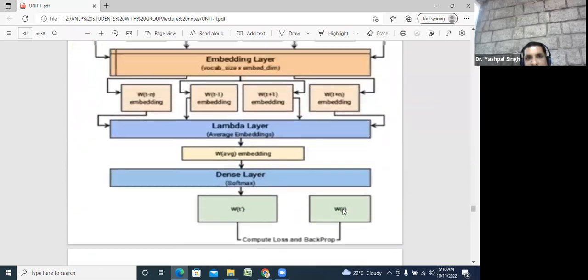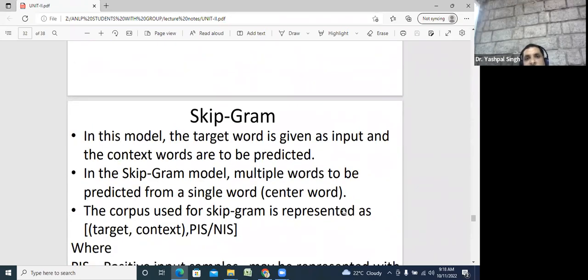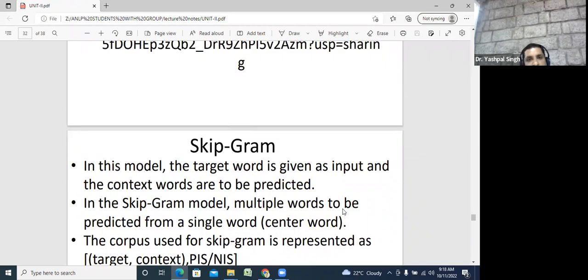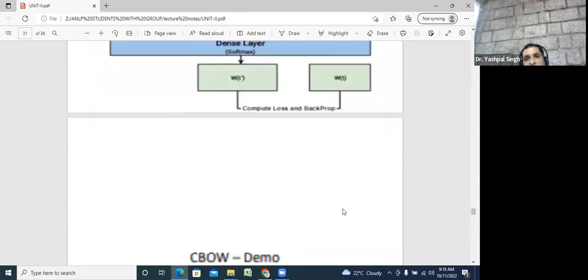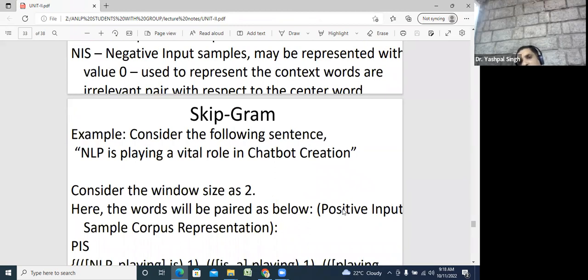And for this dense layer, this CBOW model and this skip-gram model, you should prepare their pictorial representation as well as the architecture and an example yourself. Instead of taking this one example, that NLP is playing a vital role in chatbot creation, you can take any other small example, like he is a cat, cat is playing, Ram is a boy, something like that, a small sentence you can use.